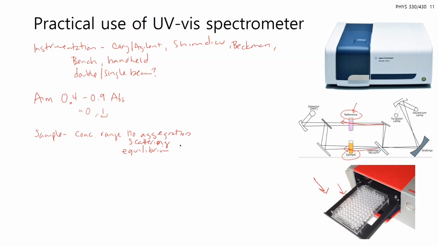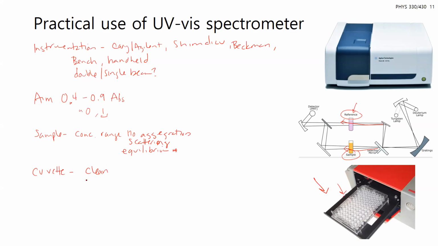If you're working at very high concentrations and you have aggregation, you're not going to get an accurate concentration. If you're having a chemical process take place during your measurement, it's not going to be an accurate concentration. Also with this sample, thinking about the cuvette you're using, you want to make sure it's clean. You want to avoid systematic error.